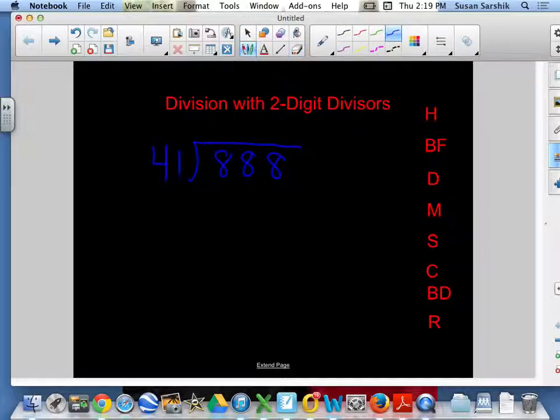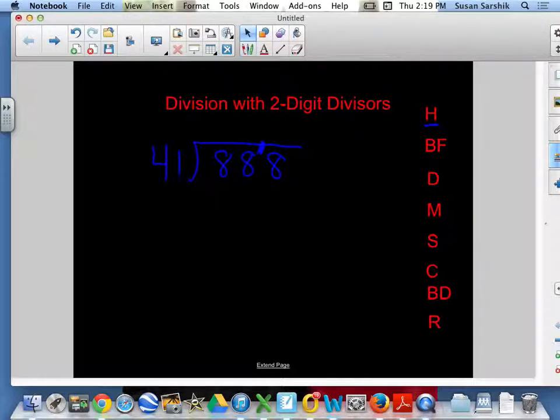So the first place we're going to start, you see my letters down here at the side that are going to help me, is where do I put my hashtag? So I go back and I say, how many groups of 41 can I get in 8? The answer is none. So then I move over a digit. How many groups of 41 can I get in 88? And I can indeed get a group of 41, so I put what we call a hash mark, and that's my starting point.